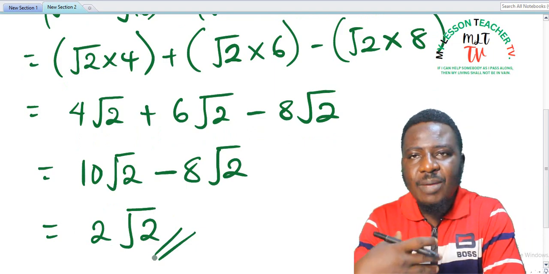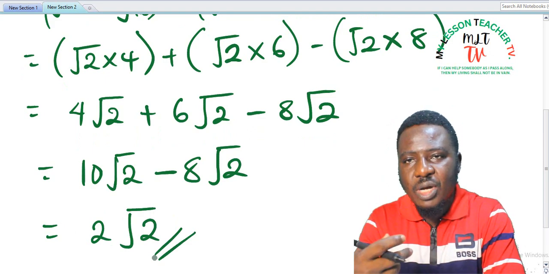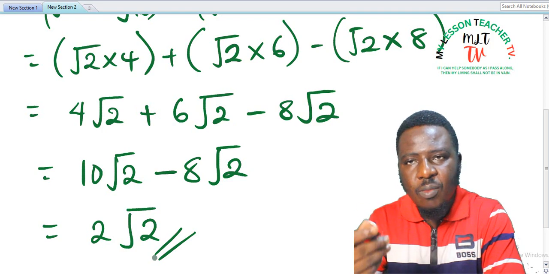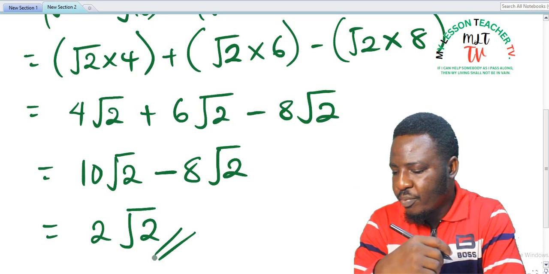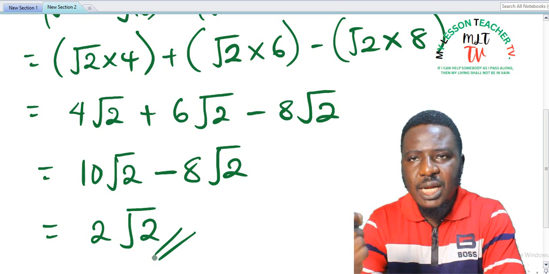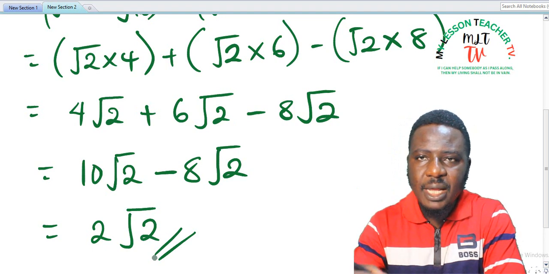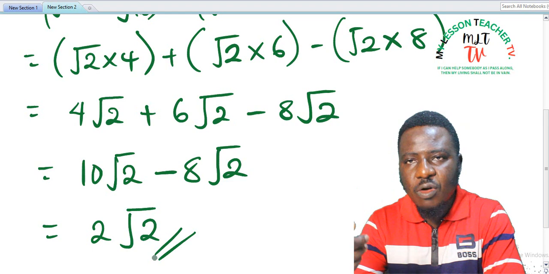So you can leave it in its basic surd form. Also note, when you arrive at your answer, you should ensure that it is always in its basic surd form, unless otherwise stated. Then you can leave it in its single surd form. That brings us to the end of today's class. In today's class, we have been able to look at how to apply addition and subtraction of surds in solving problems.